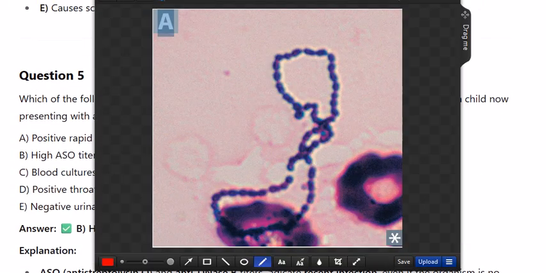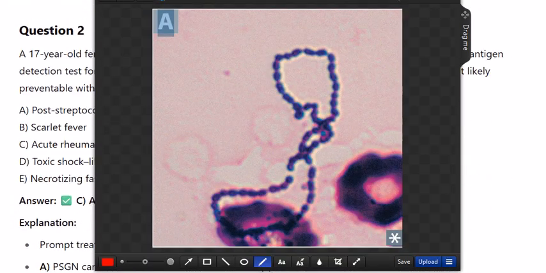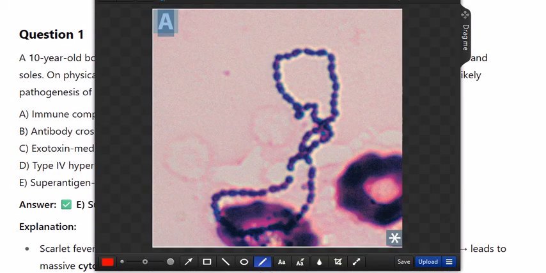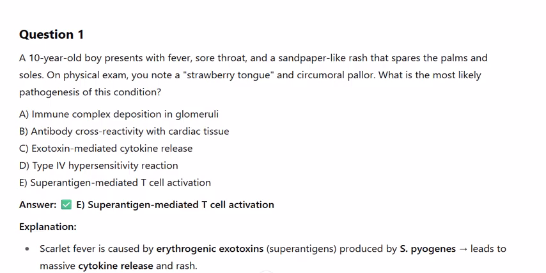Here are 5 USMLE-style questions focused on the high-yield features of Streptococcus pyogenes, group A Streptococcus, with correct answers and detailed explanations. Question 1. A 10-year-old boy presents with fever, sore throat, and a sandpaper-like rash that spares the palms and soles. On physical exam, you note a strawberry tongue and circumoral pallor. What is the most likely pathogenesis of this condition?